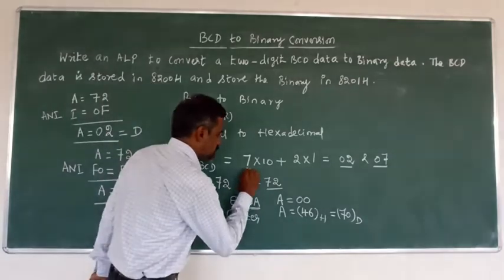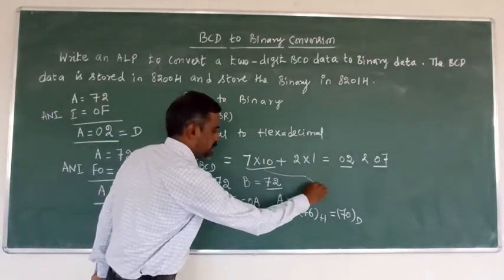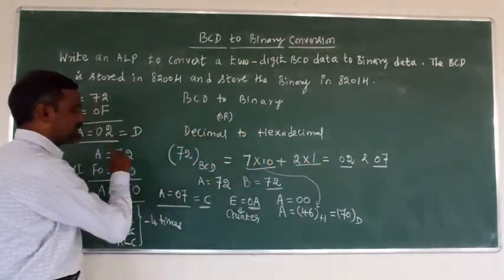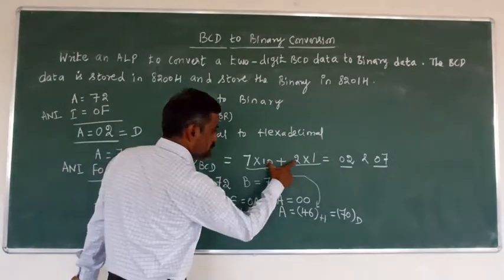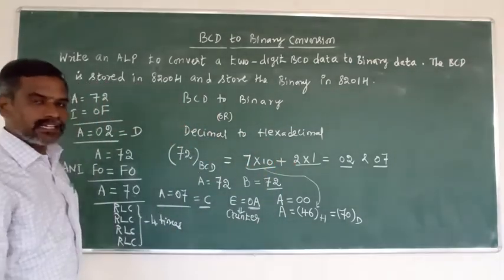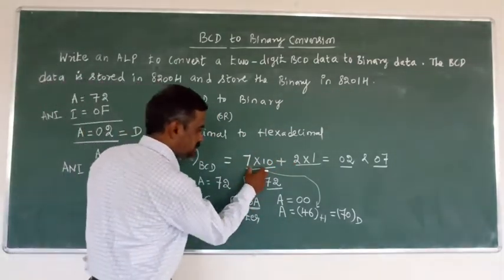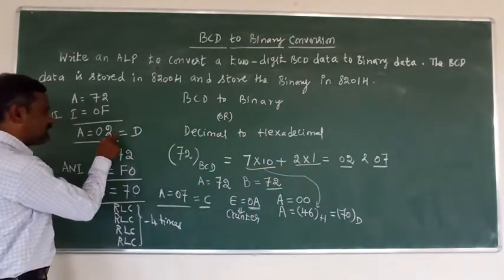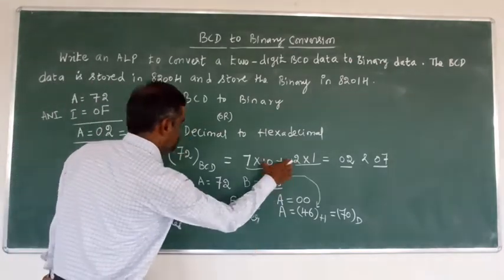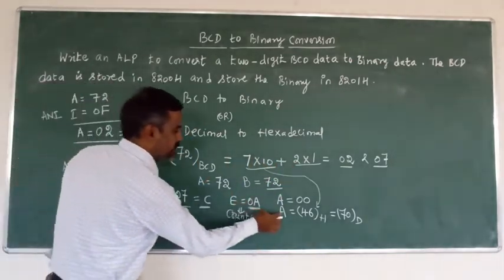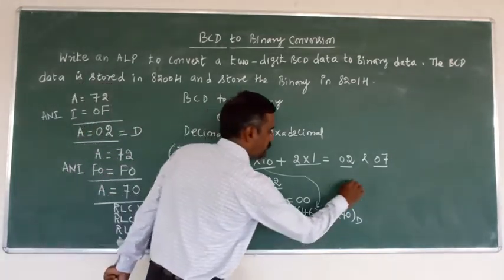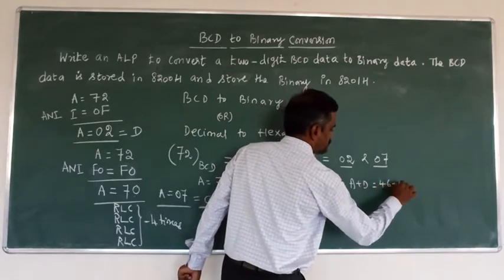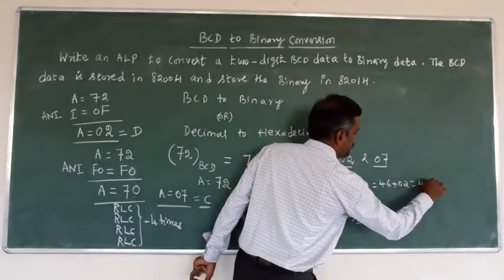Now this result 46 and this result 2 in the register. Now to add these two values, this result is available in accumulator and this result is available in D register. Now to add these two data, D register with the accumulator. Now accumulator plus D equal to 46 plus 02 equal to 48.